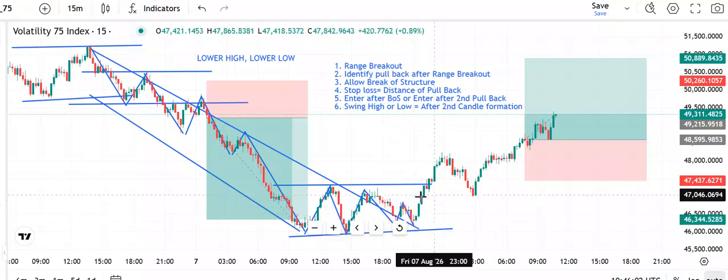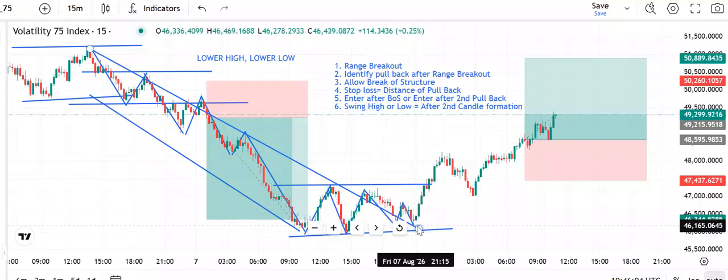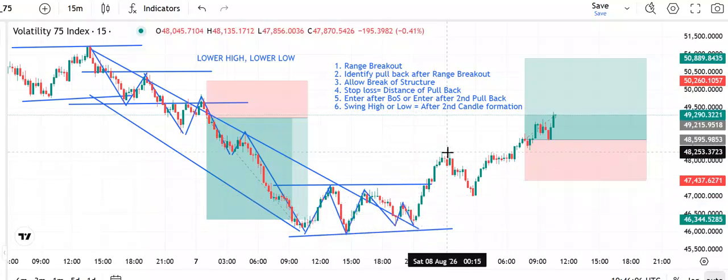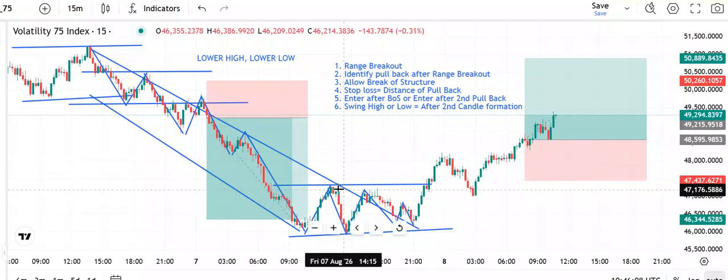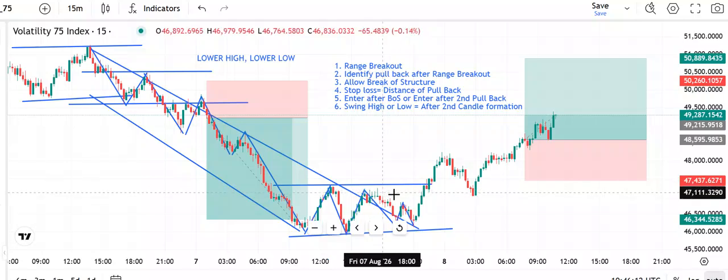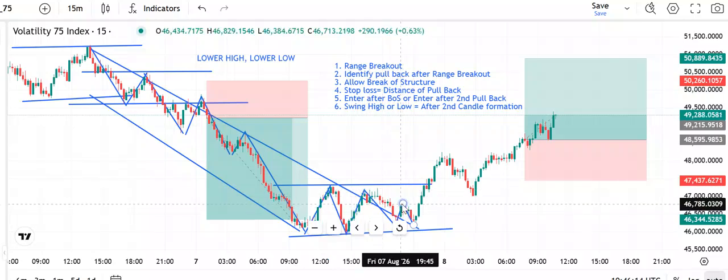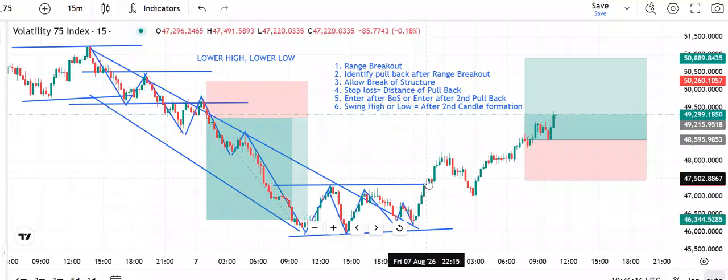Now, a similar case appears here. Here we have a low, and then we have a higher high. Remember, this is a high, but it's a lower high. This is another high, lower high. This is another high, lower high. But price starts to go up, forms a base around here.